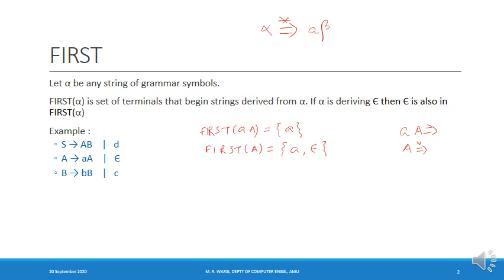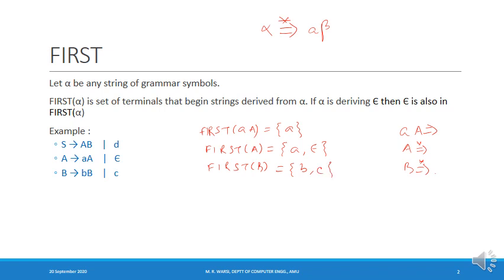Let's now calculate the first of capital B. First of capital B means those strings which are derivable from capital B, they are beginning with what terminal symbol? The strings derivable from capital B will be derived either from the first production or from the second production. The strings derived from the first production will begin with small b, and the strings derivable from the second production will begin with small c. So first of capital B is small b comma small c.